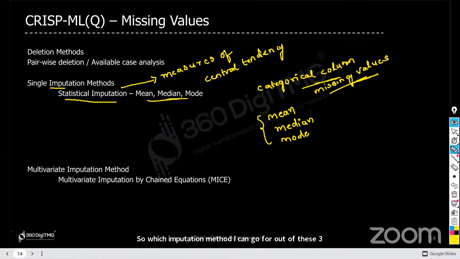That is categorical, I can't go for mean. That is categorical, I can't go for median. So simply I'll go for mode imputation. So depending upon your purpose, you can choose whatever imputation technique that you want. Let us see an example that is given over here.